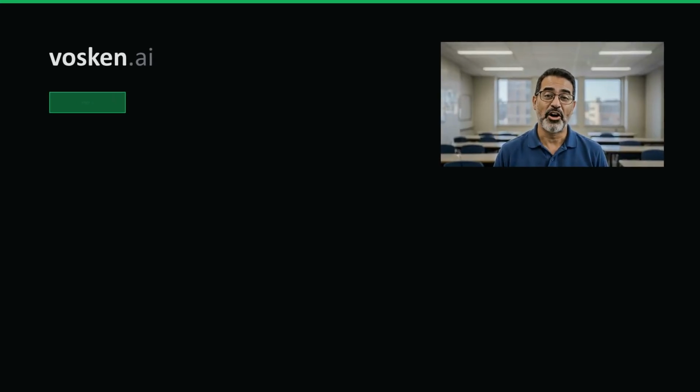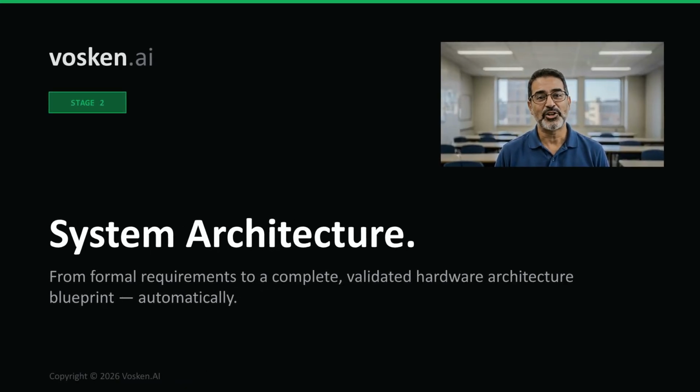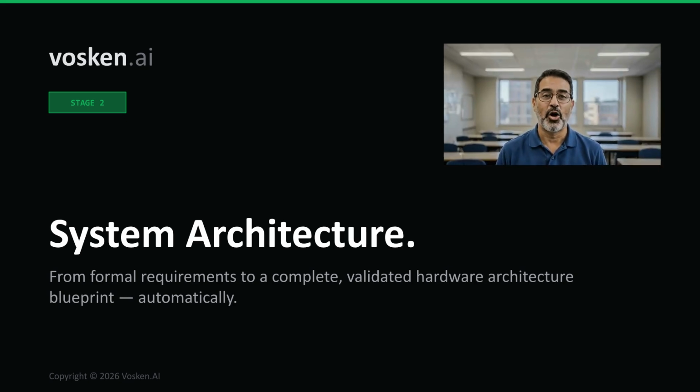Welcome to Stage 2 of the VoskenAI platform. Stage 1 turned a brief into 35 formal, testable hardware requirements. Today, we see how those requirements feed directly into Stage 2 to produce a complete system architecture automatically.